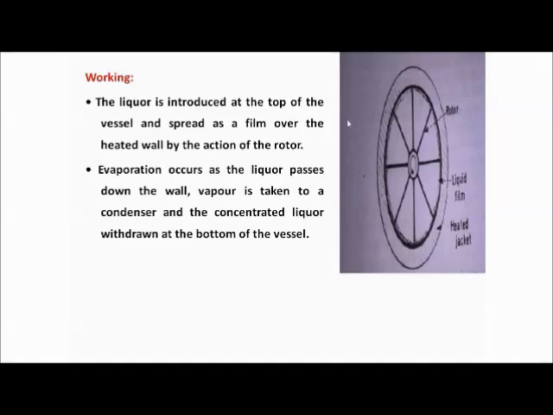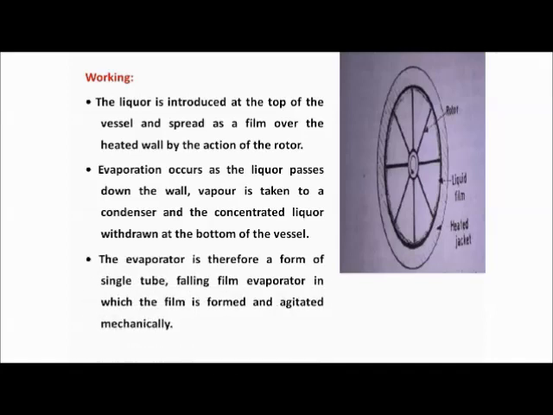So when it comes down through the length, the rotor will start moving. Once the rotor starts moving, the liquid will get spread to the wall. It will form a film actually. Thus the vapor is taken out from this tube to the condenser, and concentrated liquid can be withdrawn at the bottom. The evaporator is therefore a form of single tube.